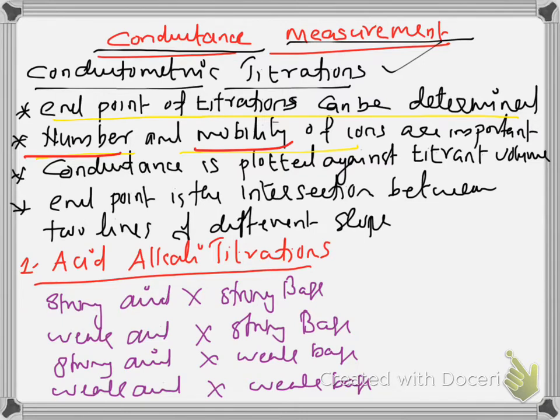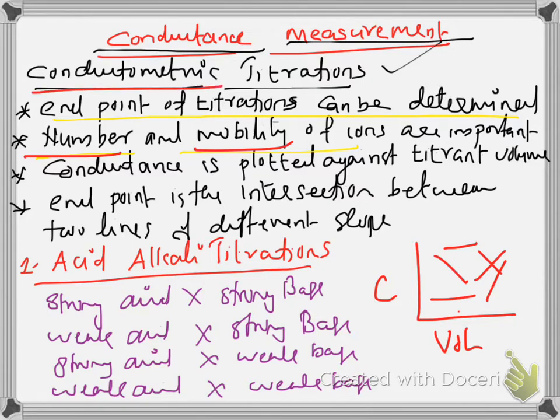Here we have to draw a graph between volume of the titrant against conductance. Depending on the shape of the graph, we can find the endpoint. Different kinds of graph can be expected depending on the nature of the solution. Among the conductometric titrations, we have acid alkali titration at first. We now start with acid alkali titration.